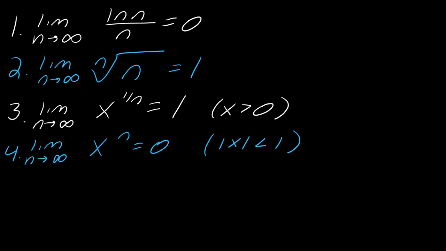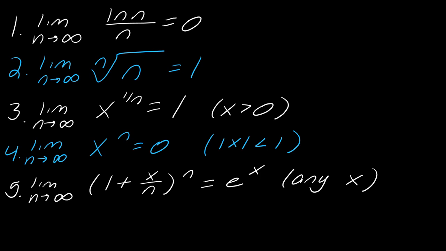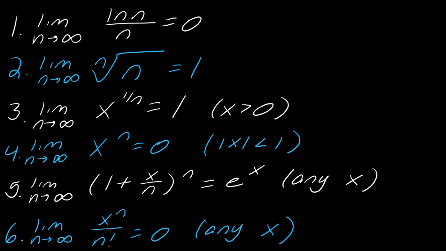We have the limit as n approaches infinity of x to the n equals 0. So for this one, it has to be that the absolute value of x has to be a number less than 1. If it's a number greater than 1, then this is not true. Next, we have that the limit as n approaches infinity of 1 plus x over n to the n will always just equal e to the x, and this is true for any value of x. And then finally, the limit as n approaches infinity of x to the n over n factorial will equal 0 for any value of x.